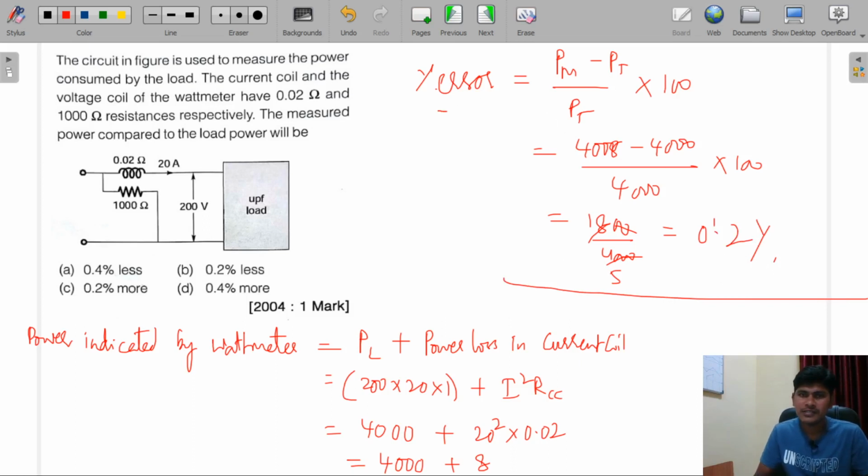Okay, this error is 0.2 percentage more. The measured power compared to the load power will be, okay, actual power is 4000, measured power is 4008. That is, measured power compared to the load power will be 0.2 percentage more. Okay. Next problem.